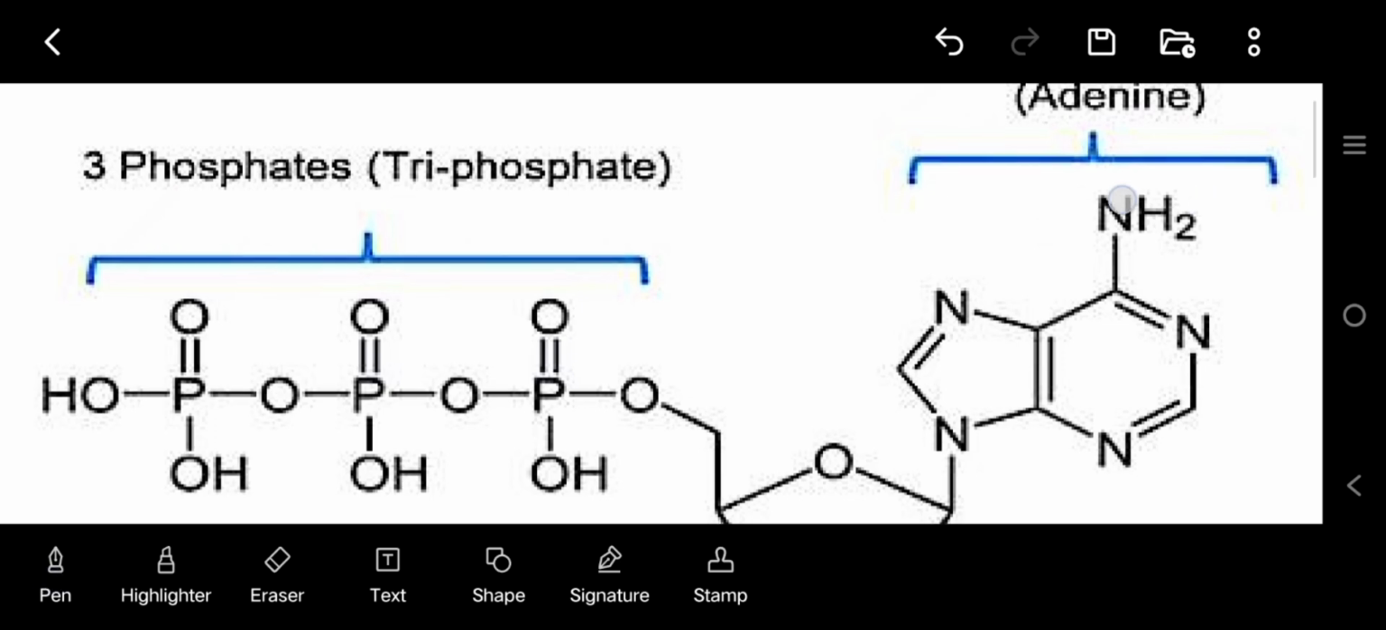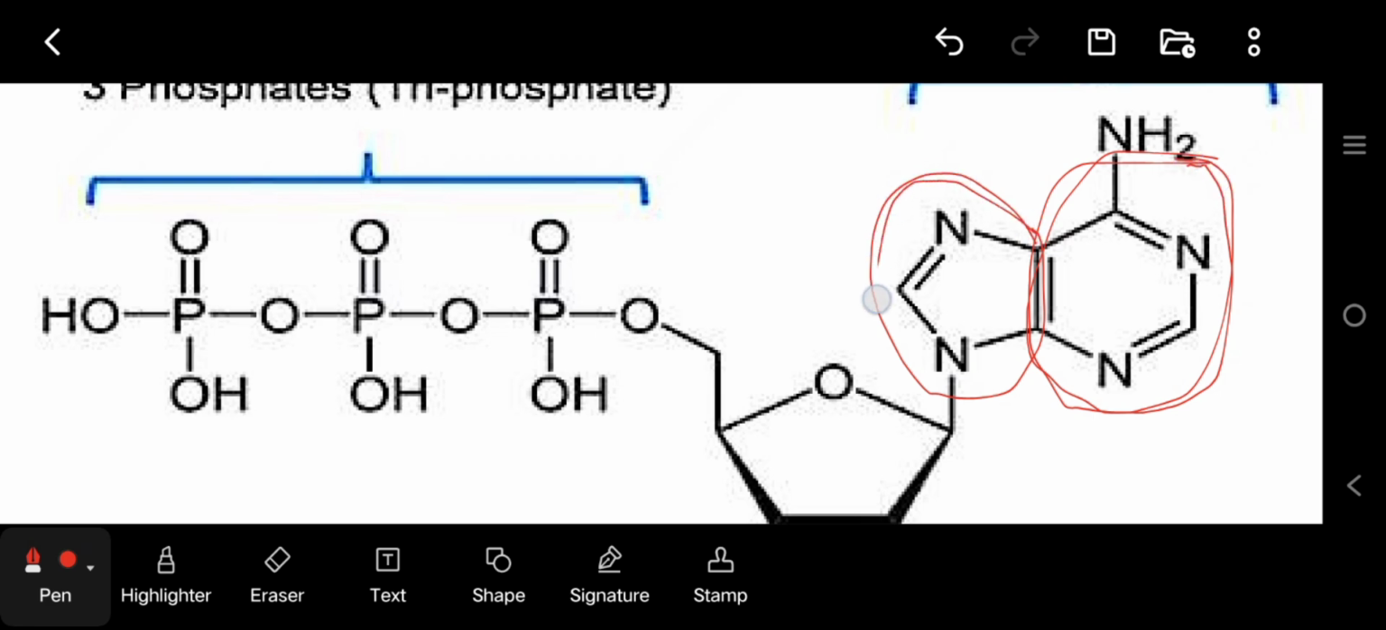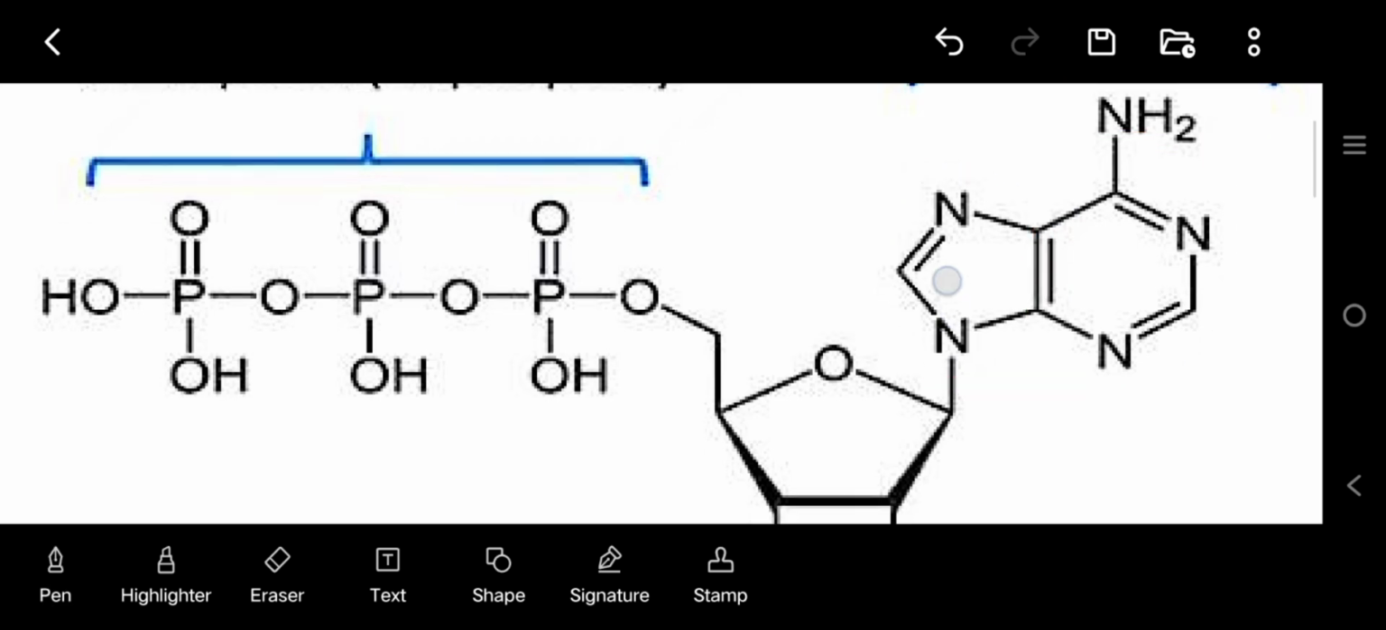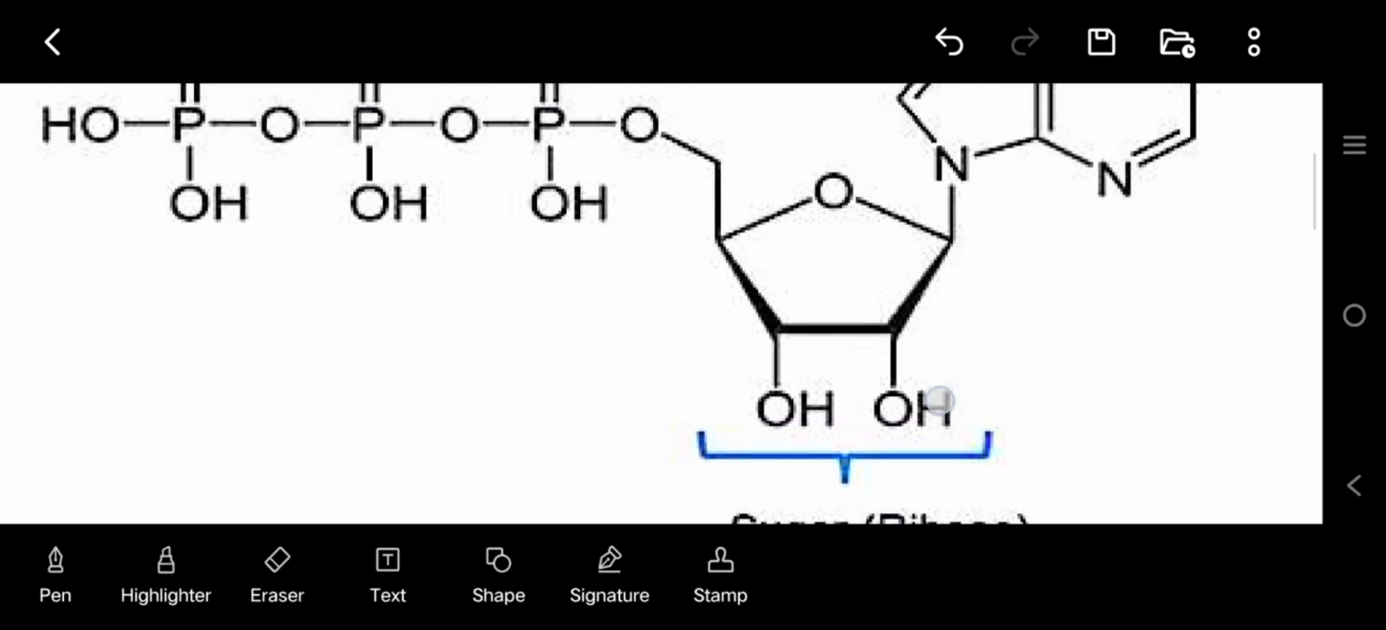This six-membered ring of adenine, which has two nitrogens, is a pyrimidine ring, and this five-membered ring, which also contains two nitrogens, is called an imidazole ring. So this pyrimidine is present in the purines, and this imidazole is present in amino acids such as histidine. So the other component of ATP is this ribose sugar.